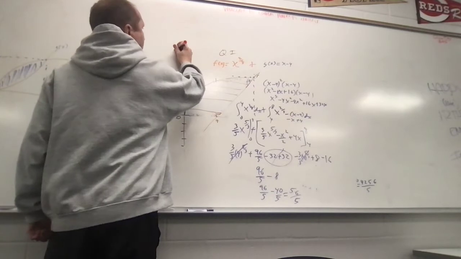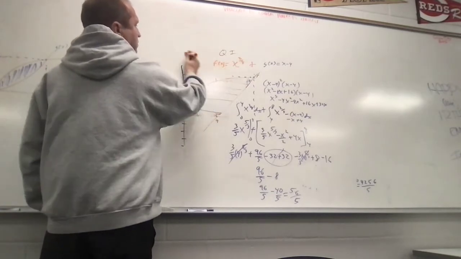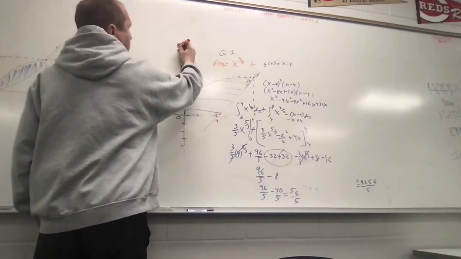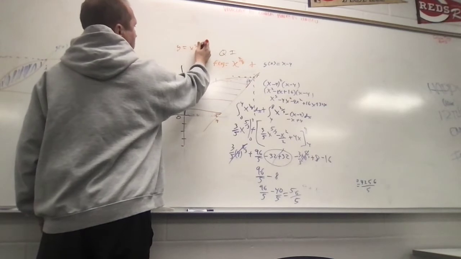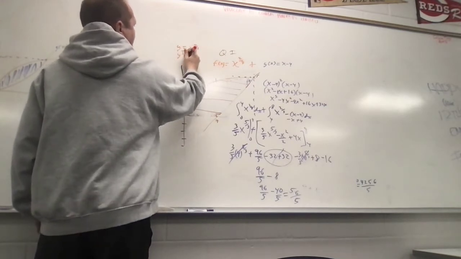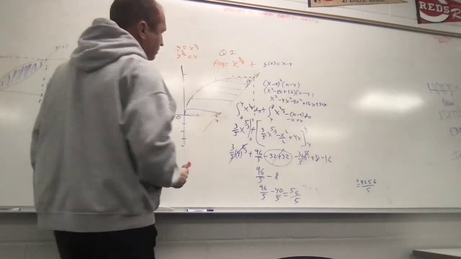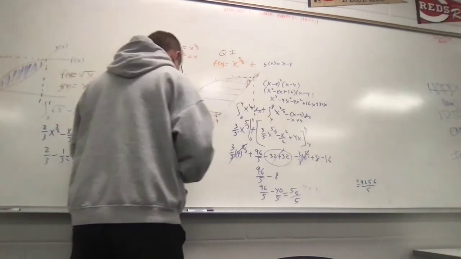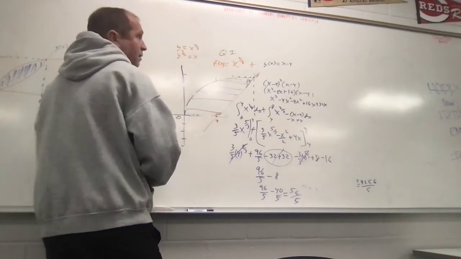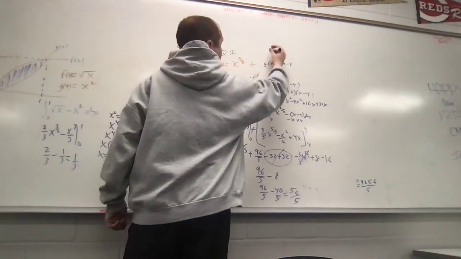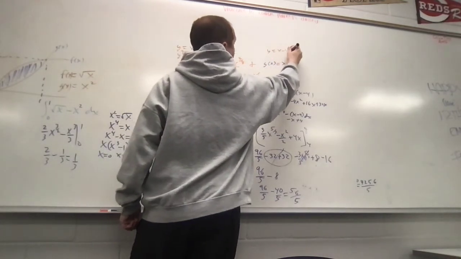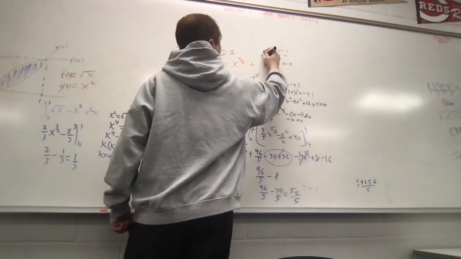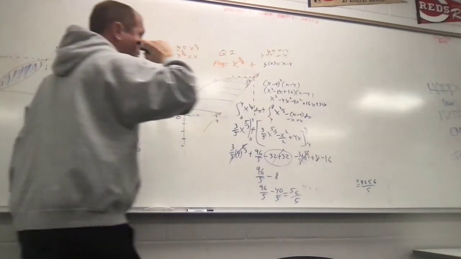So instead of saying f of x equals x to the 2/3, I'm going to say this first one is y equals x to the 2/3, so y to the 3/2 is going to equal x. And instead of this one being y equals x minus 4, it's now x equals y plus 4.